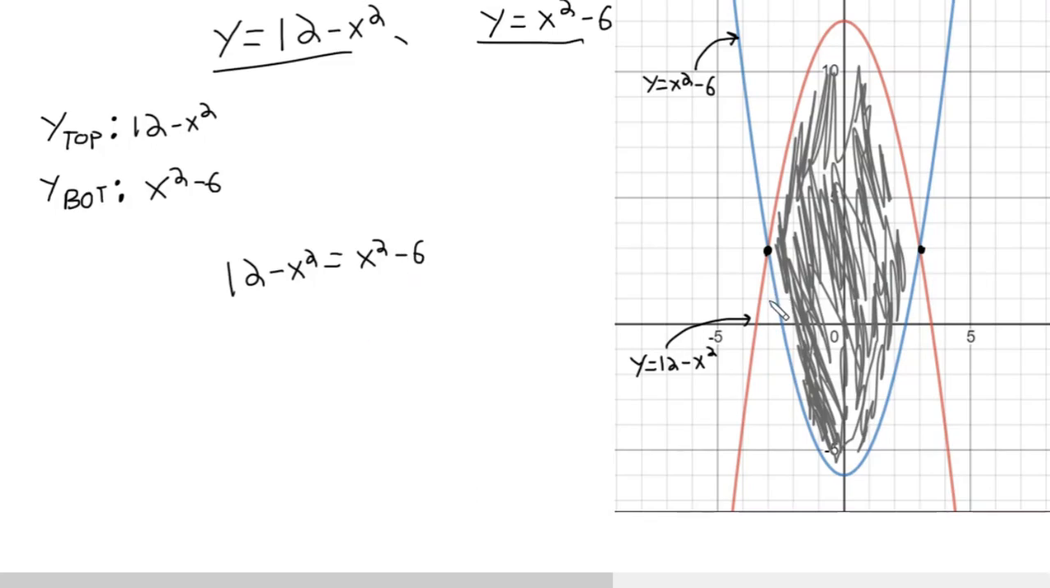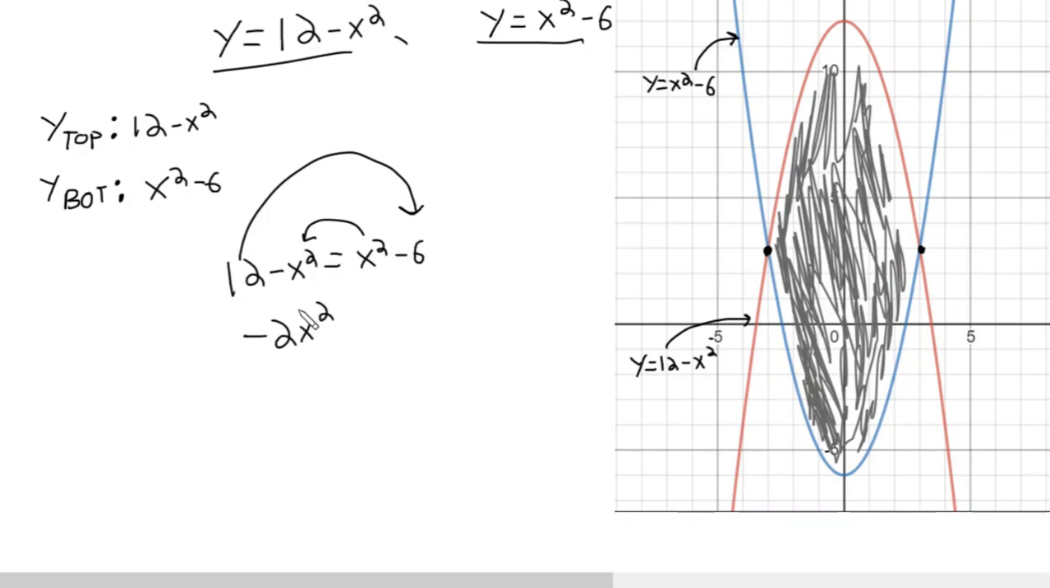and see, hey, what are the x values where these two graphs intersect. So I'm going to do exactly that. So I'm going to bring this x squared over. So I get a negative 2x squared. And I'm going to bring this 12 over.